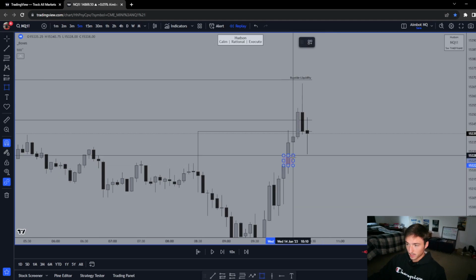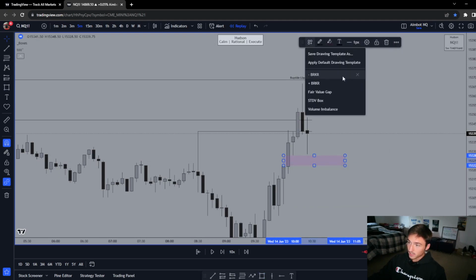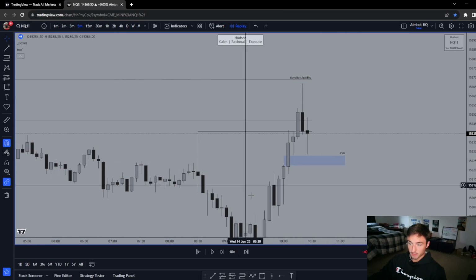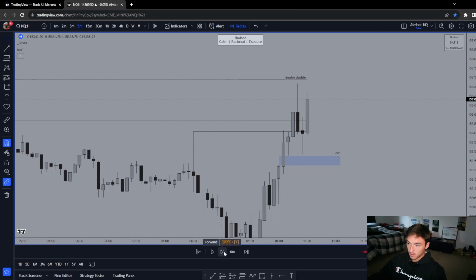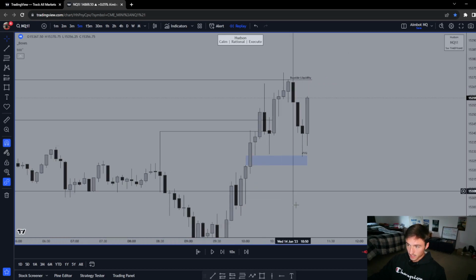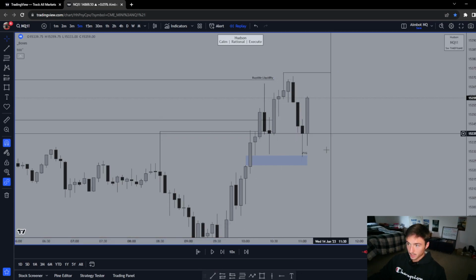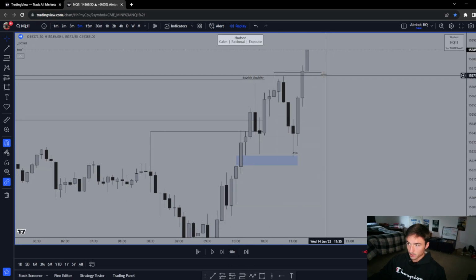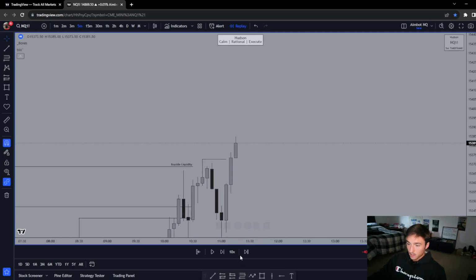So let's see here. But you always want to be curious. How do we react off this fair value gap? Prices. There we go. We take out that external level. Displacement down. Disrespect to bearish fair value gap. Where do we go? Probably this high. There we go. Take out that high. Now what do we do?